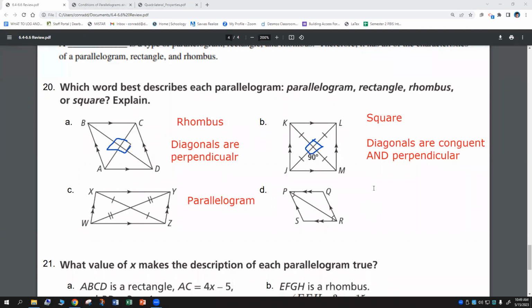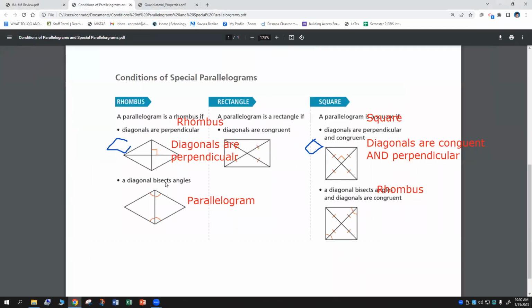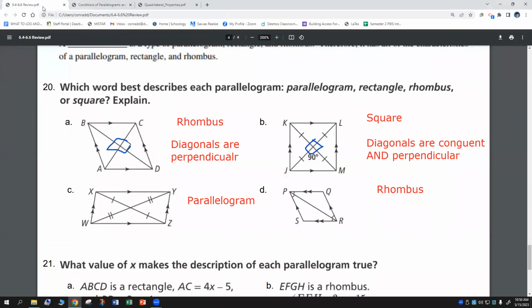All right, the next one is a rhombus because the diagonals bisect those opposite angles, right? So if we're looking right here, diagonal bisects angles. So you just need one diagonal to bisect the opposite angles. And there we go.